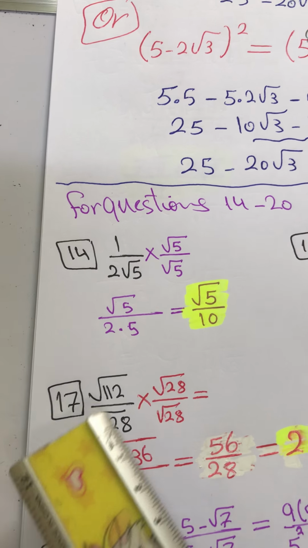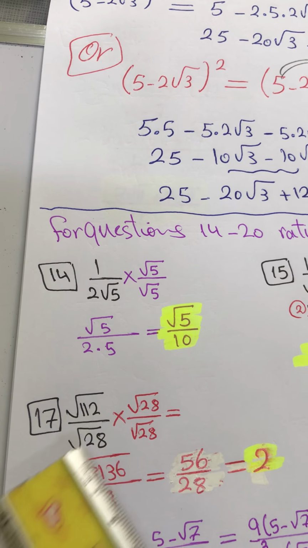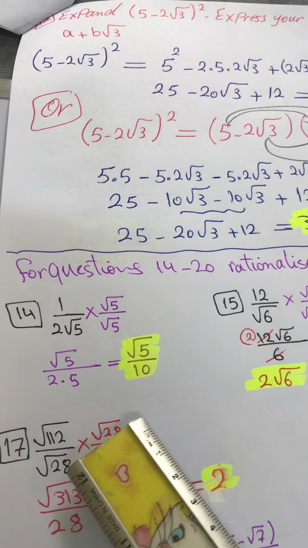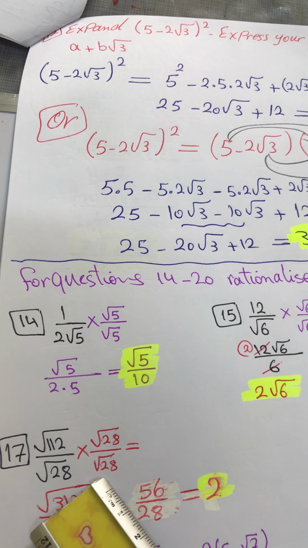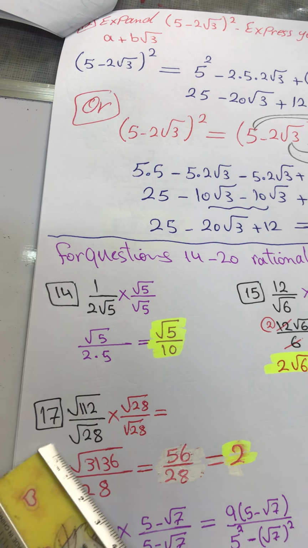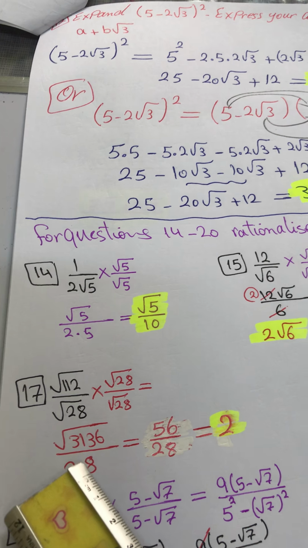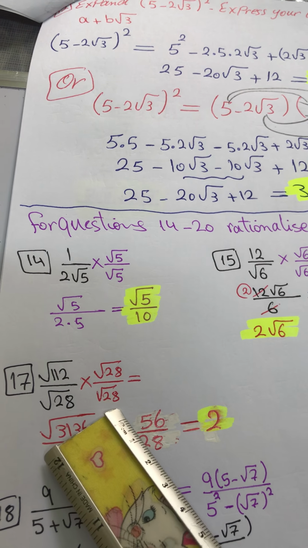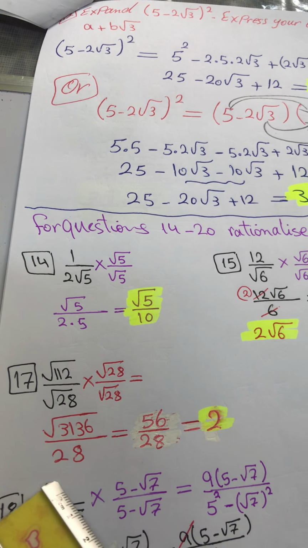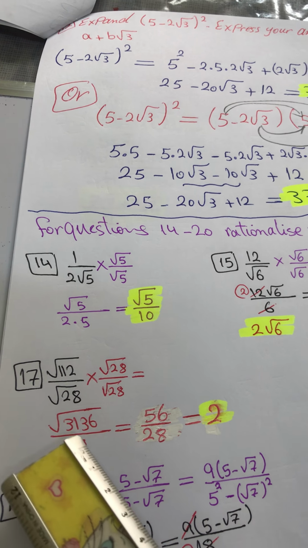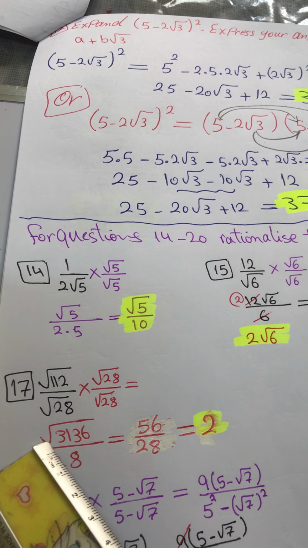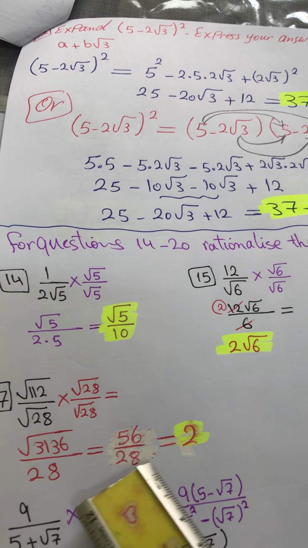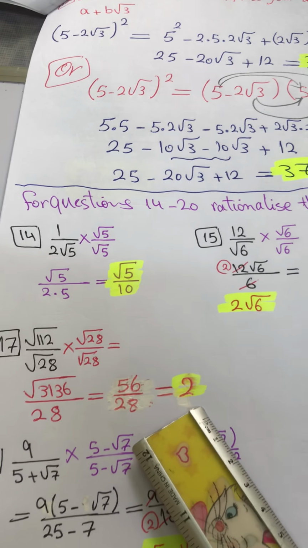In question number 17, we have the square root of 112 over the square root of 28. Okay, no problem, the same. I'll multiply by the square root of 28 up and down. Here, I'll multiply the two numbers together, which will give me 3,136. And down, the square root of 28 by itself equals 28 only. The square root of 3136 is 56. Divided by 28, it will give you 2.